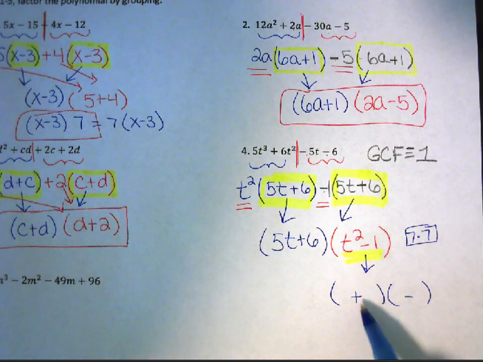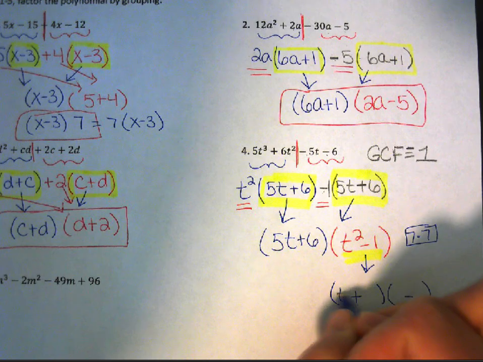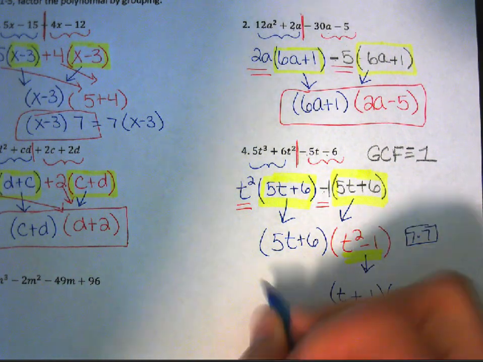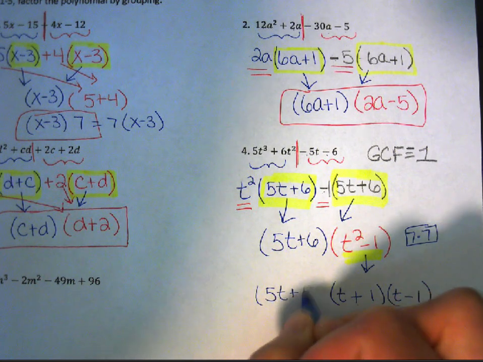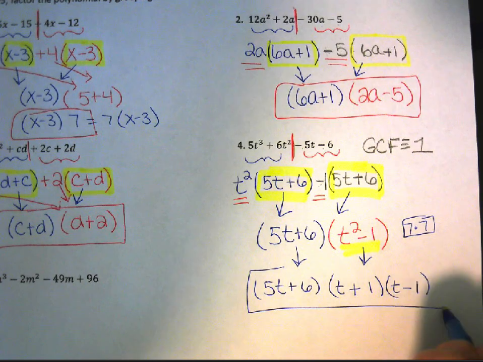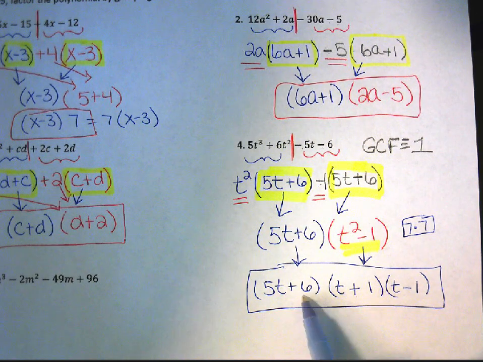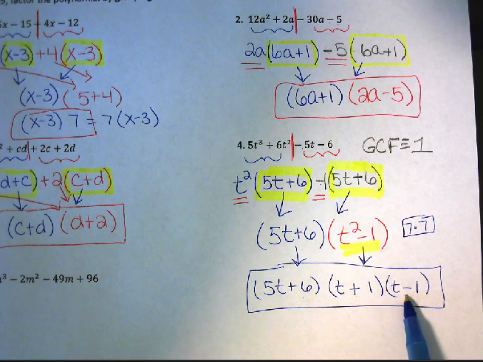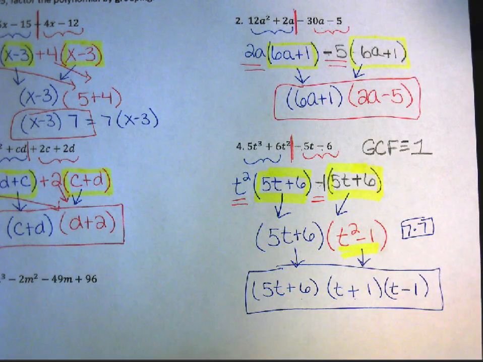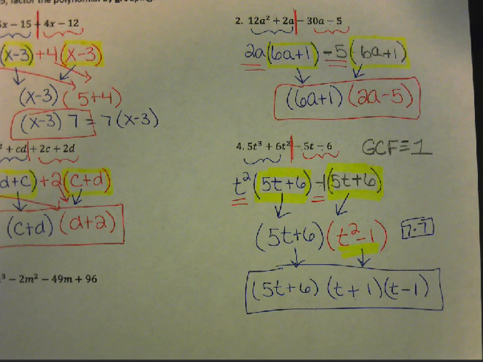So remember how we alternate our signs to get our middles to cancel. So we would have t times t, and then 1 times 1, and then we would have 5t plus 6. That one just kind of comes straight down. So notice our answer now has 3 sets of parentheses. This only happens if you have the difference of 2 squares. It's called the difference of 2 squares.